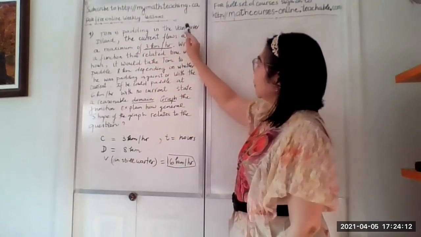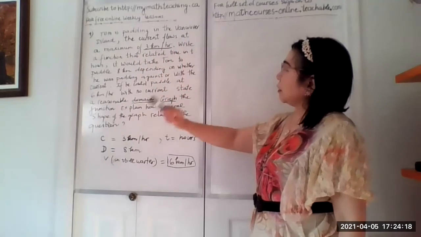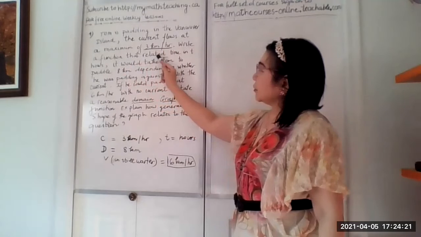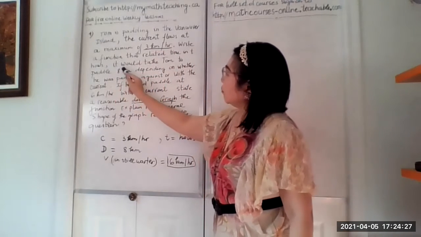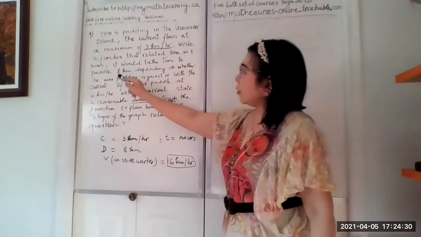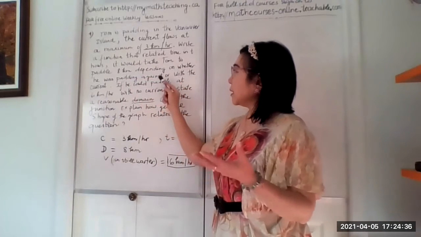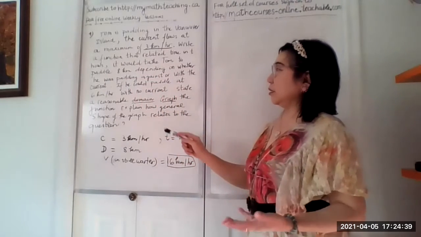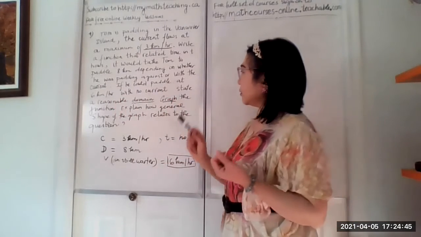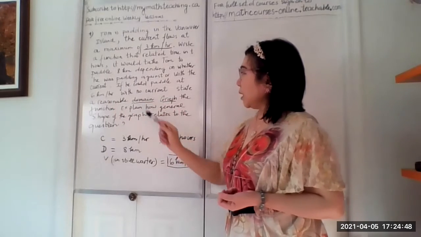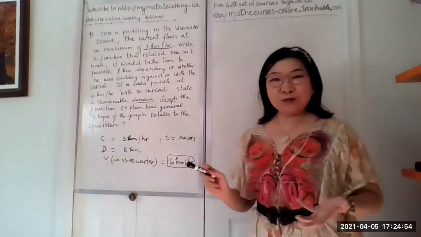Tom is paddling in Vancouver Island. The current flows at a maximum of 3 kilometers per hour. Write a function that relates time t in hours it would take Tom to paddle 8 kilometers, depending on whether he was paddling against or with the current. If he could paddle at 6 kilometers per hour with no current, state a reasonable domain, graph the function, and explain how the general shape of the graph relates to the question.